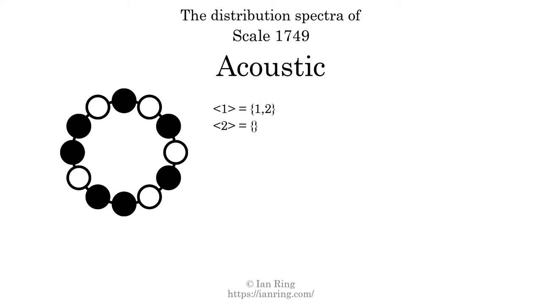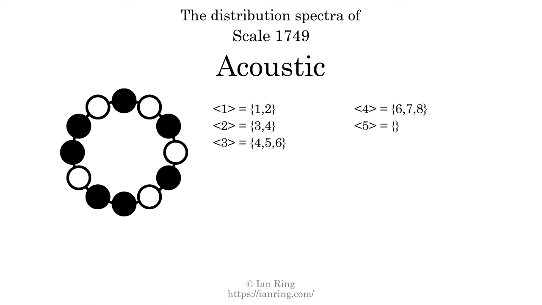The generic interval of two scale steps comes in two different specific interval sizes, 3 semitones and 4 semitones. The spectrum width of this generic interval is 1. The generic interval of three scale steps comes in three different specific interval sizes, 4 semitones, 5 semitones, and 6 semitones. The spectrum width of this generic interval is 2. The generic interval of four scale steps comes in three different specific interval sizes, 6 semitones, 7 semitones, and 8 semitones. The spectrum width of this generic interval is 2.